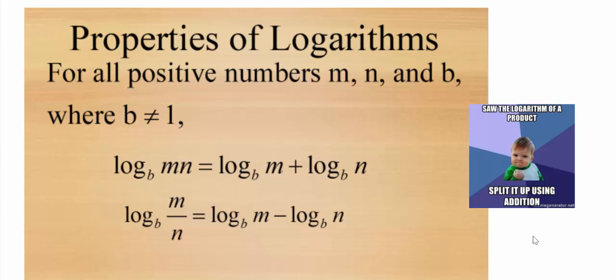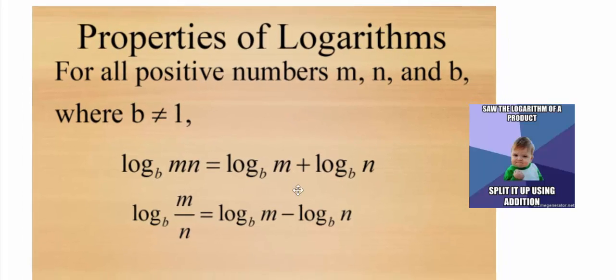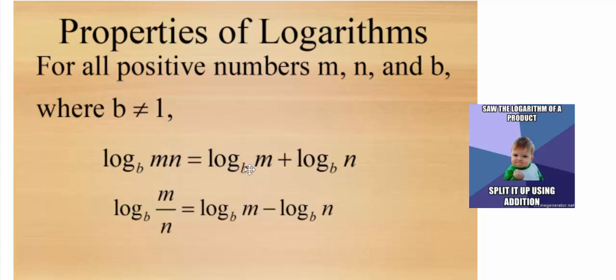So the first one here, this rule stating that if we have two logarithms being added together, right here, and as long as they have the same base, and b cannot be 1, we can combine them into one logarithm by multiplying these two pieces, the m and the n. And notice we got division here.